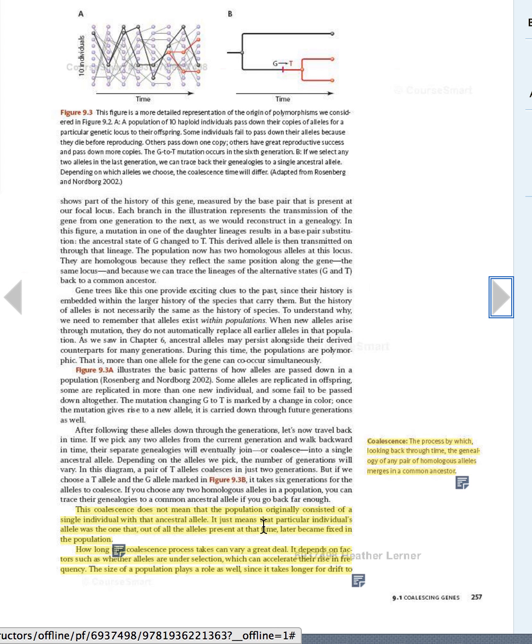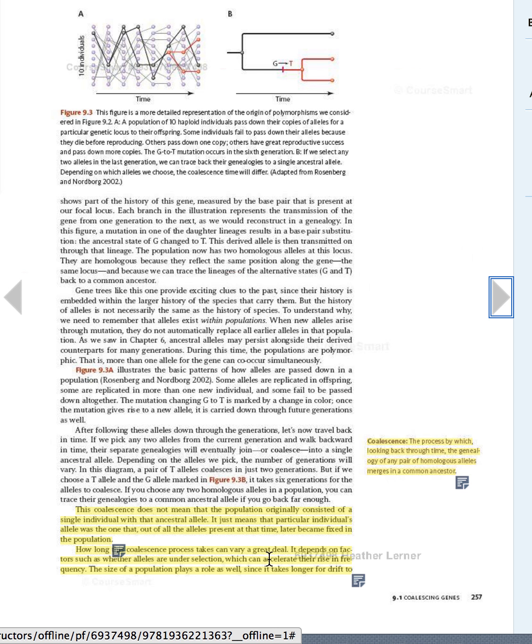Right down here, we've got a critical meaning: coalescence is not going to show you that that particular allele is the ancestral allele for the population, but that several alleles could have existed side by side, and it's just the one that later became fixed in the population. So make sure you understand that.